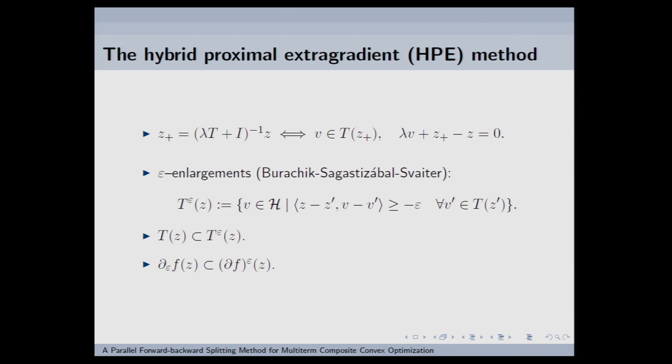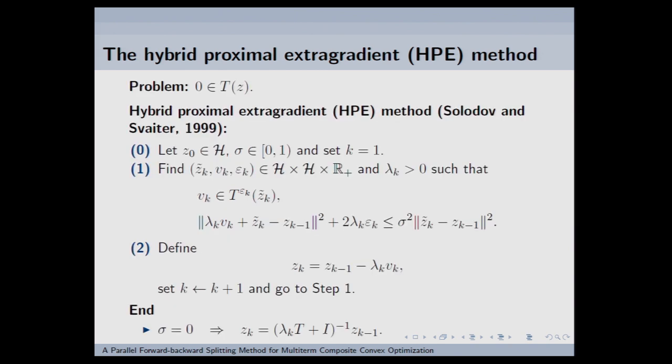And this is an outer approximation of the maximal monotone operator and generalizes the epsilon subdifferential for when T is a subdifferential of some convex function, okay? So we're going to use this T epsilon to enlarge, or to relax, this inclusion. And so this is the hybrid proximal extragradient method, and we call this HPE.